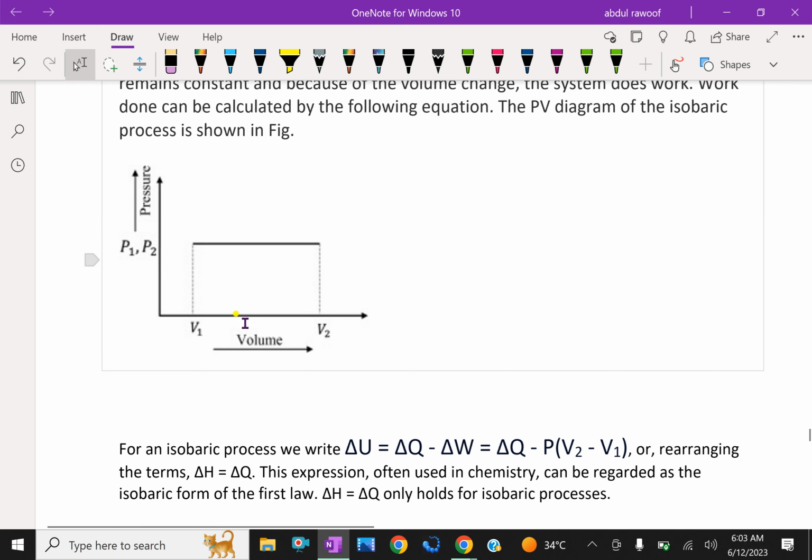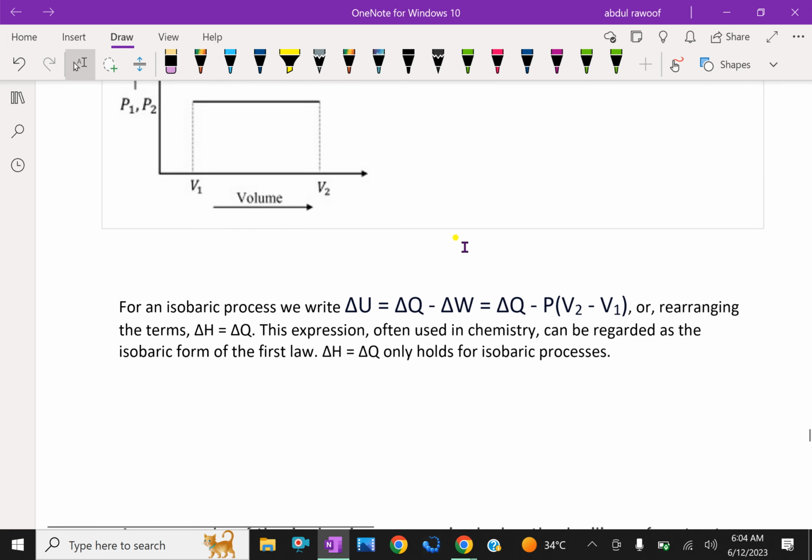Here, this is volume, this is pressure. Here, isobaric, that is pressure is constant, so P1 equals P2, a straight line. Under this straight line, we draw perpendicular lines to the volume axis, so it cuts V1 and V2. Now, if you calculate the area of this figure, we can say it is the work done by the isobaric process.